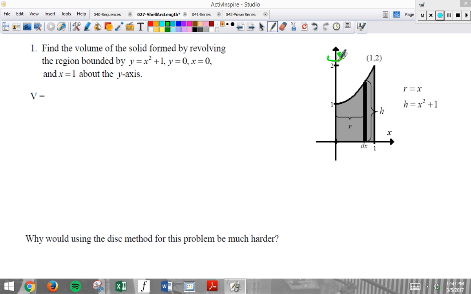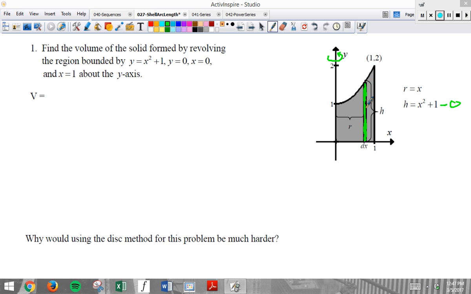So the y-axis, I wanted something that was parallel to the axis. I know it's not colored in. The height of this tall rectangle was x squared plus 1. The long side was x squared plus 1. Why? Because it's x squared plus 1 minus 0. Top minus bottom. The width of any rectangle this way is dx.